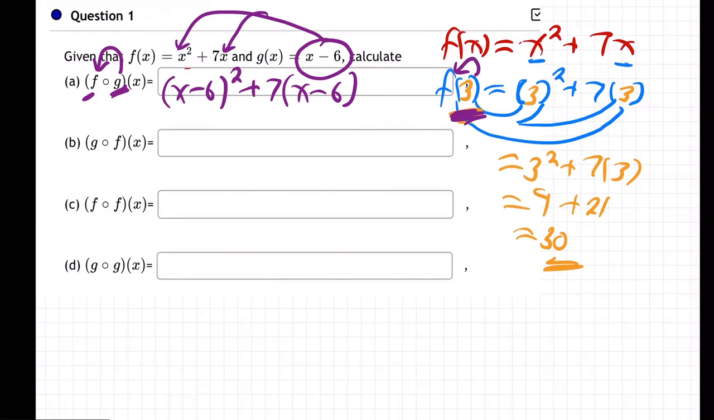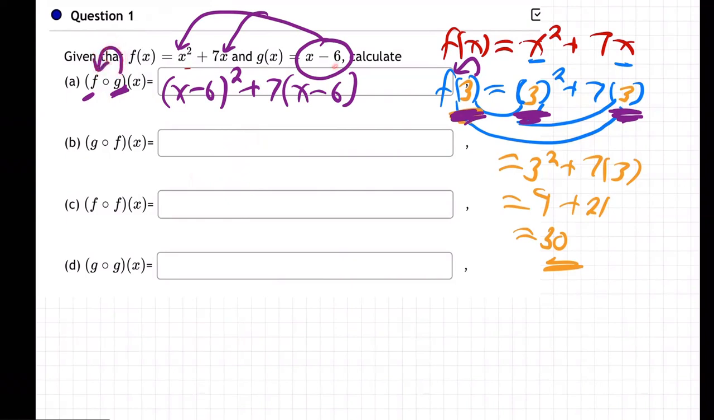Over here, I plugged 3 into the f function. Well, on part A, they're telling me to plug all of G into the f function. That's what that little weird circle thing means there. It means "of," like the O in the word "of." It means you're plugging one into the other. So I'm plugging G into F. It's always right to left. That's how functions have always worked. That's not new. G into F.